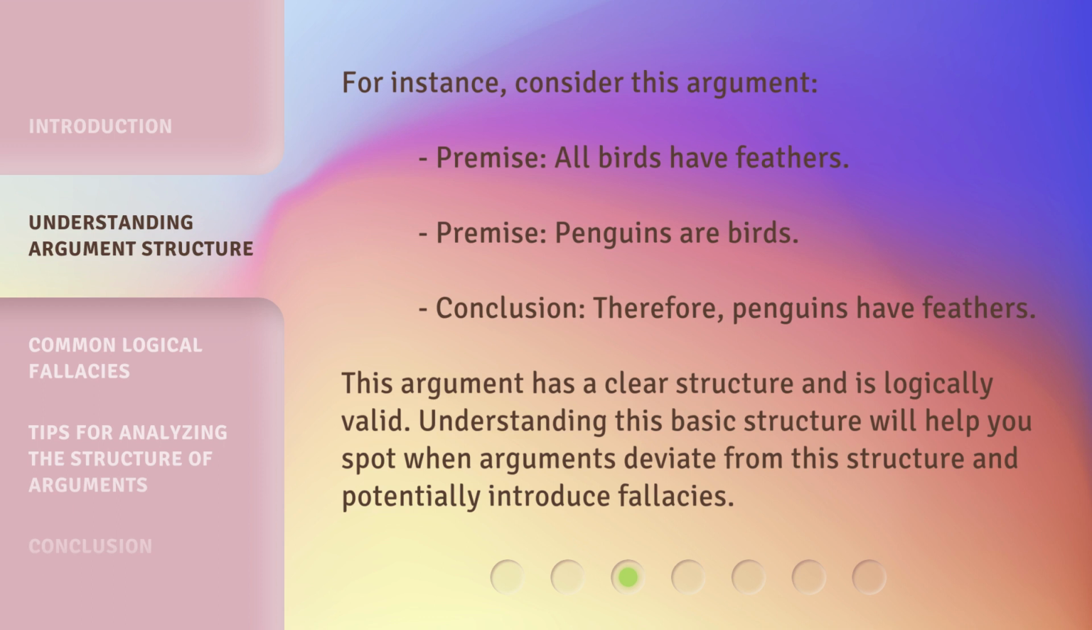For instance, consider this argument. Premise: all birds have feathers. Premise: penguins are birds. Conclusion: therefore, penguins have feathers. This argument has a clear structure and is logically valid. Understanding this basic structure will help you spot when arguments deviate from this structure and potentially introduce fallacies.